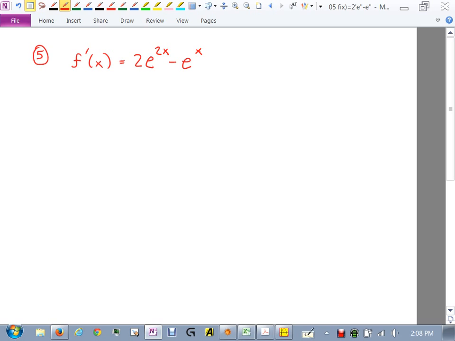What do I need to do with that derivative? Set it to 0. So I need to set 2e to the 2x minus e to the x equals 0. How are you going to solve that? Factor e to the x out. Good.